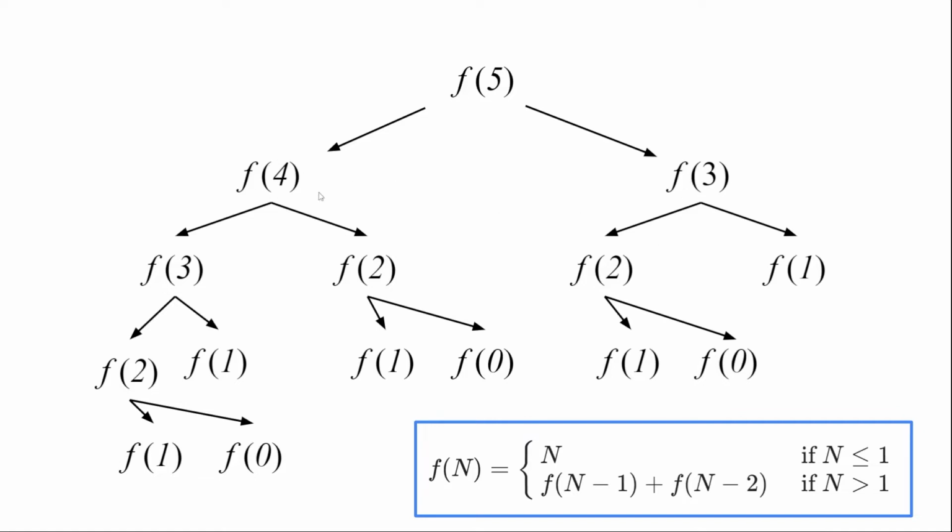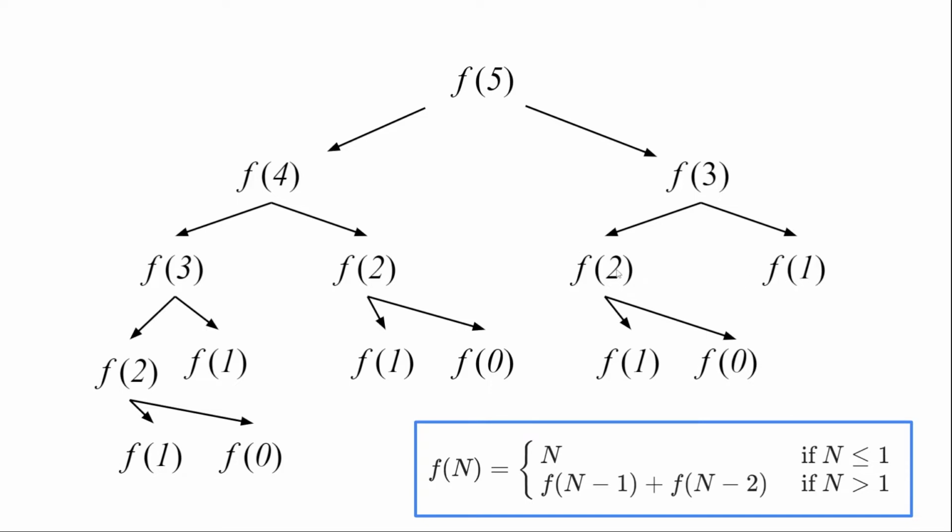Once again, we need to evaluate what f of 4 and f of 3 are, as these don't have any concrete answers yet. So let's say we wanted to evaluate f of 3 first. F of 3, well, 3 is greater than 1, so this would be f of 3 minus 1 plus f of 3 minus 2, and this yields f of 2 and f of 1.